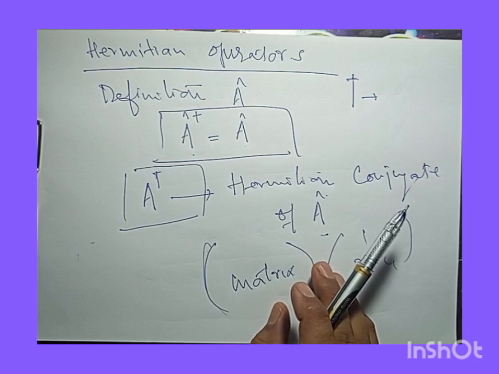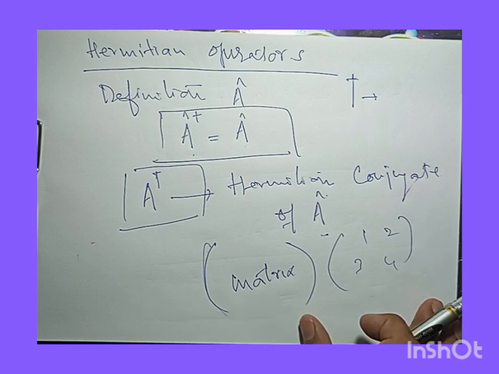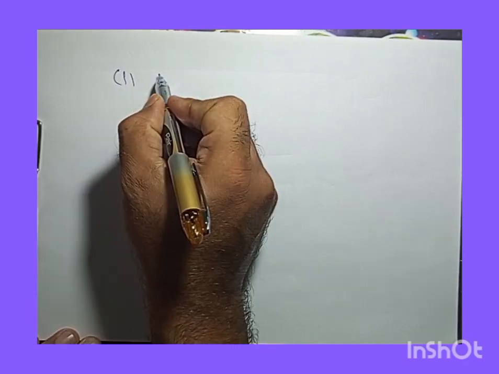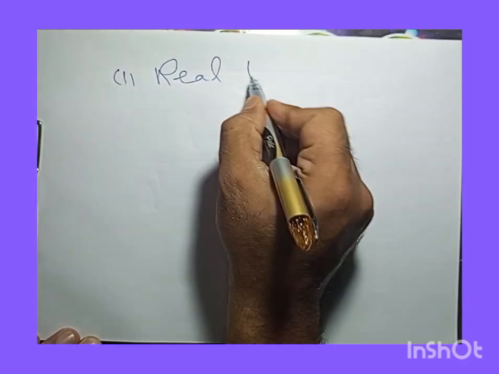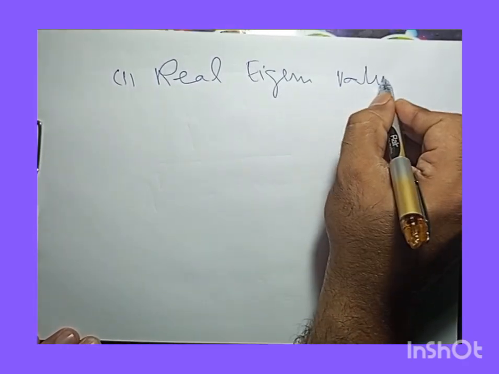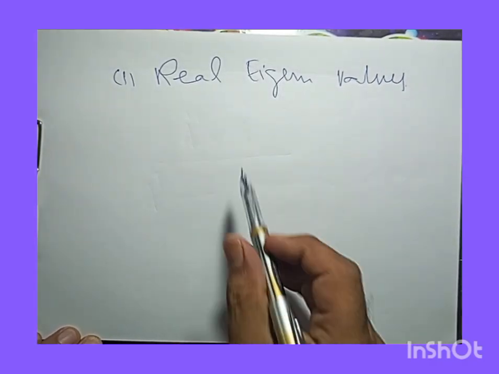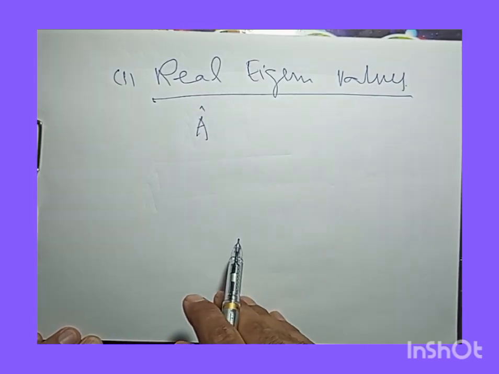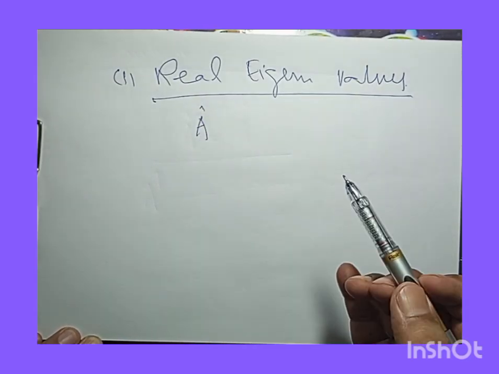Now, talking about the properties of these Hermitian operators, which we will tackle mathematically later on, here we will try to give a textual approach to the properties of these Hermitian operators. The first point I would like to talk about is the real eigenvalues. These Hermitian operators have real eigenvalues.